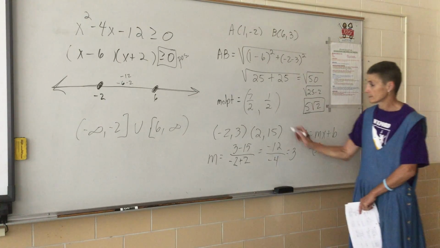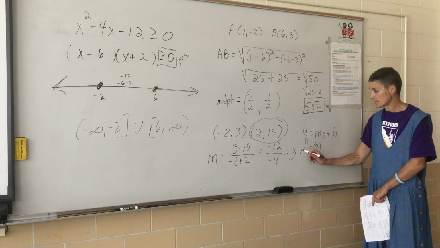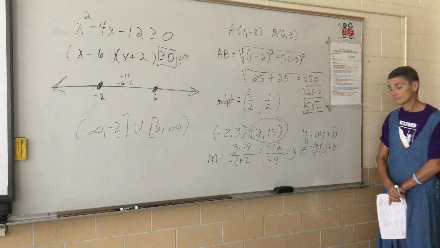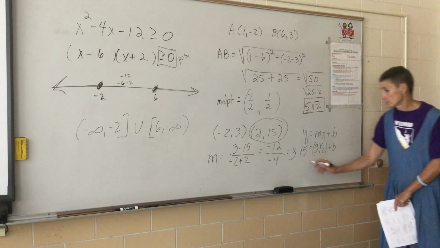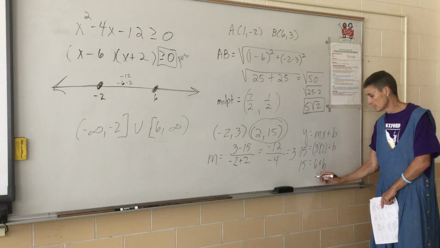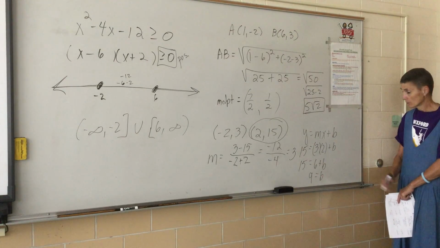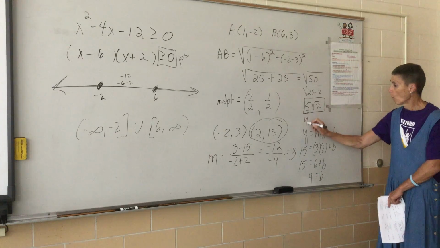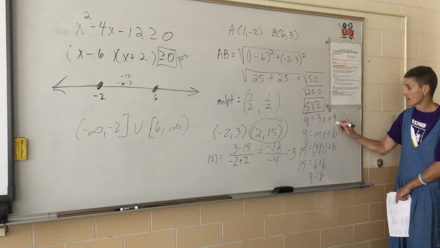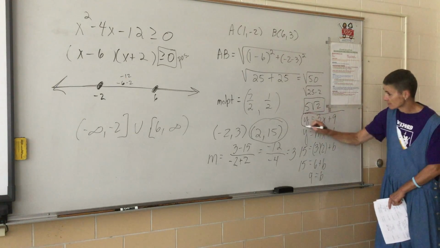Now I'll pick a point. I'll pick that one, they're nice and positive. And I'll put 15 in for y and 2 in for x. So 15 equals 6 plus b, and b equals 9. So my answer is the equation y equals 3x plus 9. That is the answer to the question.